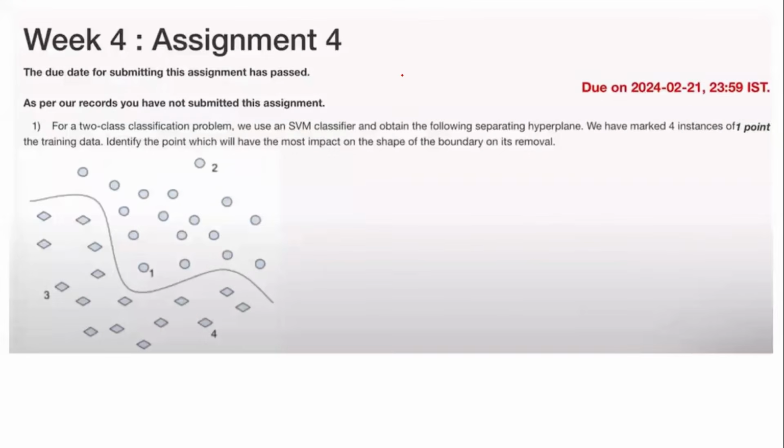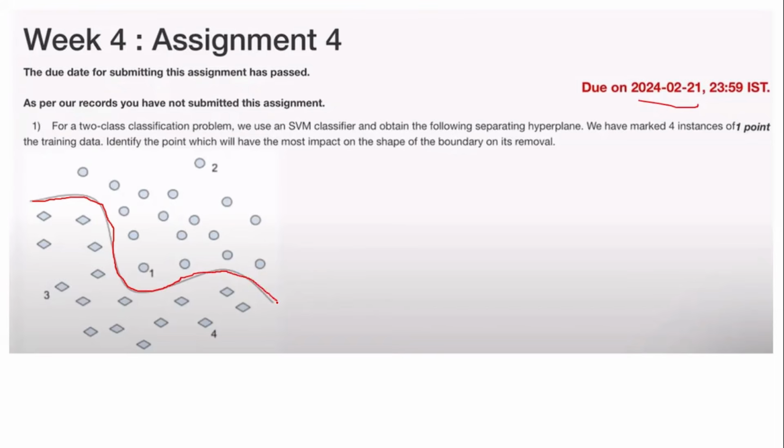Next question. In the previous session, this question came in one assignment. It is an important question because this question came in the final exam. For a two-class classification problem, we use an SVM classifier and obtain the following separating hyperplane. We have marked 4 instances of the training data and must identify the point which will have the most impact on the shape of the boundary. Here, this red line is the shape of the boundary.